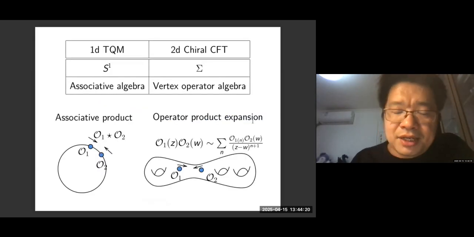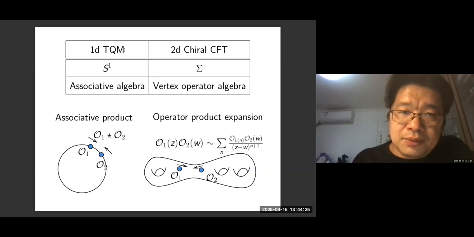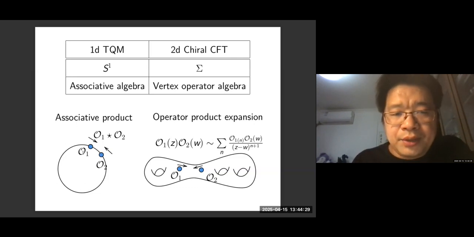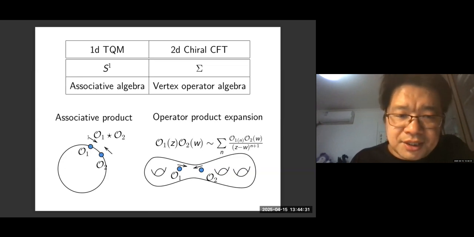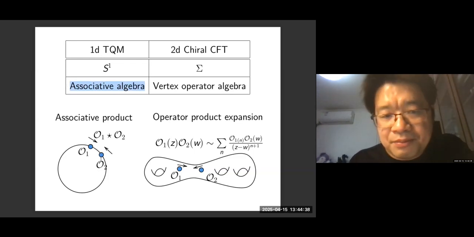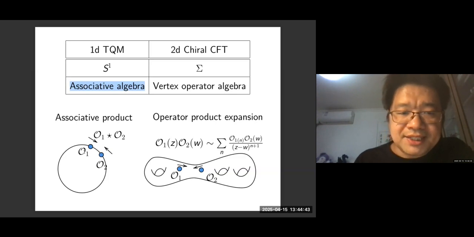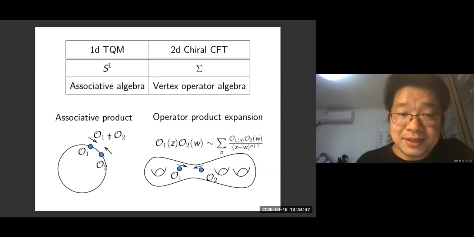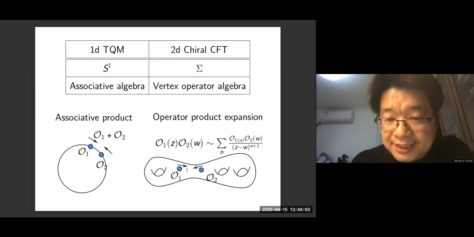So here is a picture to compare these two situations. In the one-dimensional case, for example, we work with a circle, and the quantum operators living on a circle basically form an associative algebra. For example, you can have left and right product representing how points collide as local operators. This is the OPE, basically.